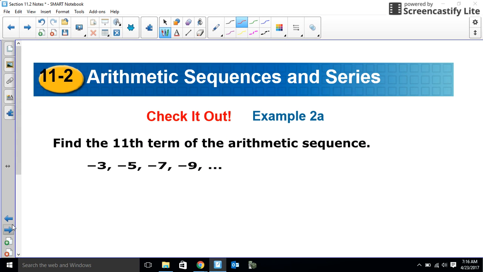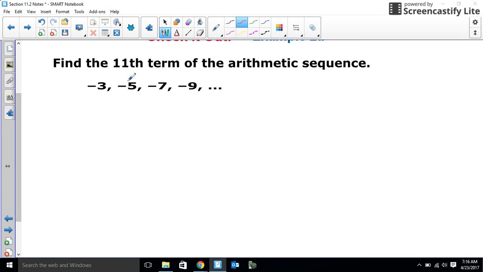Let's try another one of those. And what you might want to try to do is actually pause this just to see if you can get this, and then play to see if you were correct. But to get from negative 3 to negative 5, and to get from negative 5 to negative 7 and so on, you actually subtract a 2.